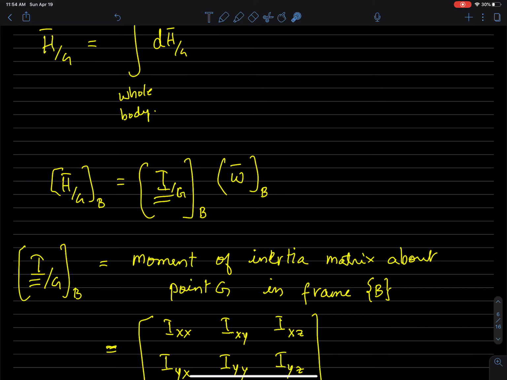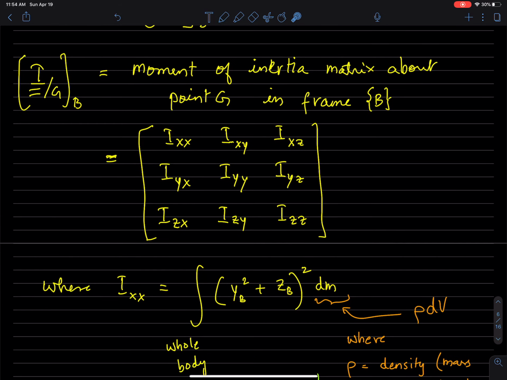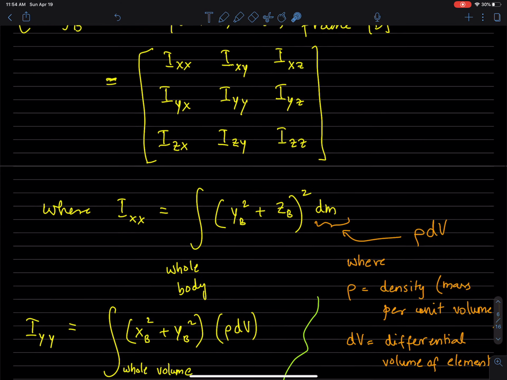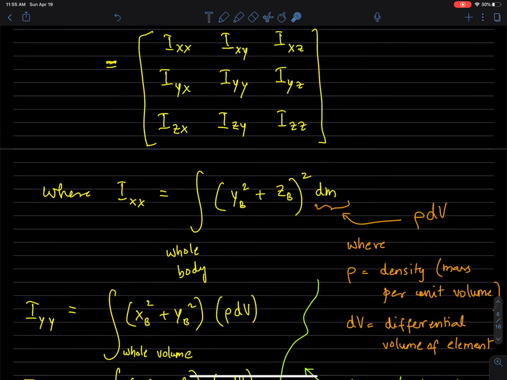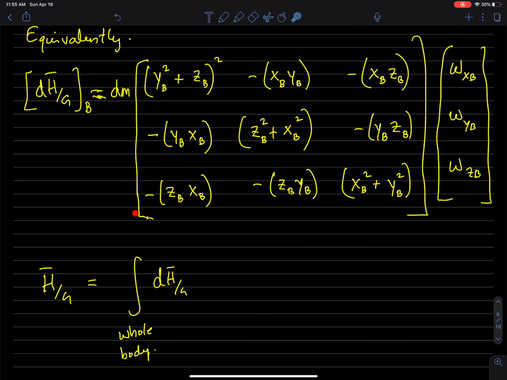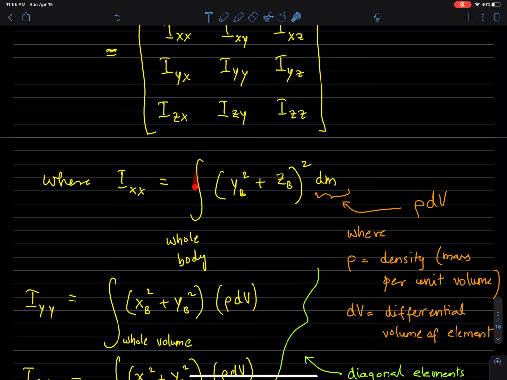It's going to be a 3 by 3 matrix. Okay, so we're going to call this matrix the moment of inertia matrix in this frame, which we denote Ixx, Iyy, etc. So this is standard notation for a matrix where each of these quantities is an integral. This is an integral, this is an integral, and so on. And what that integral is comes from this expression. So for instance, Ixx is the integral over the whole body of yb squared plus zb squared. This should have been zb squared.